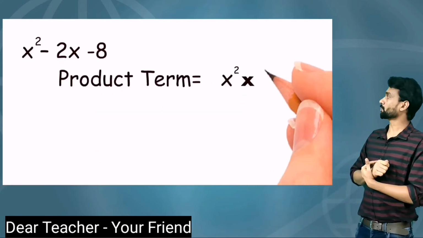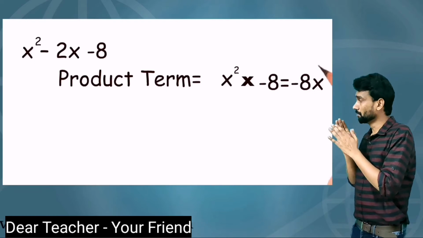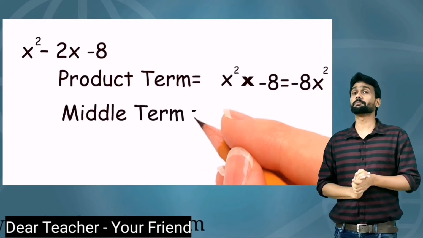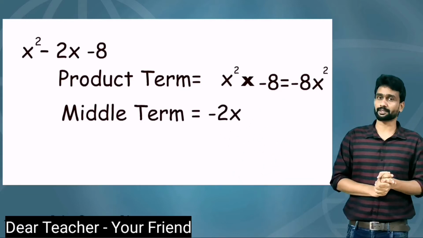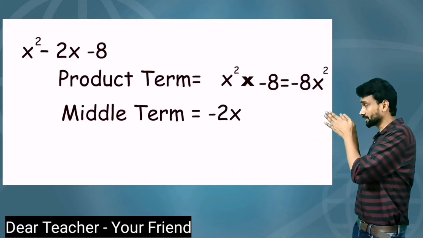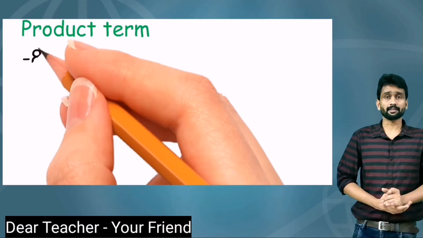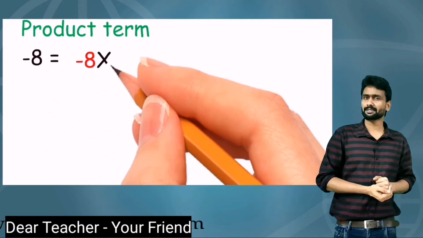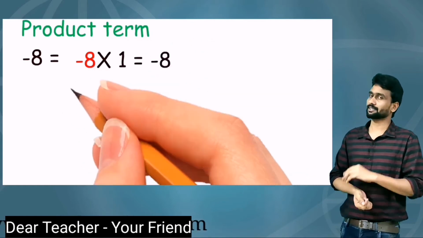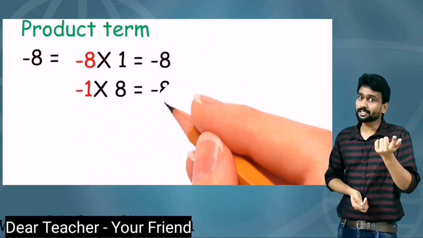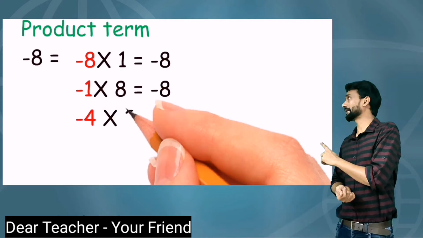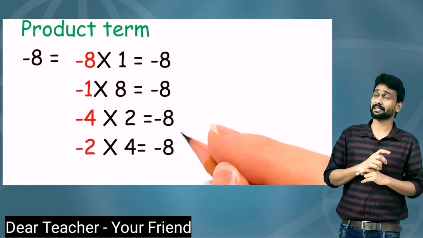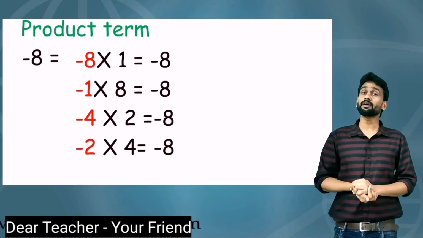So now, what is the product term? X square into minus 8, so that is minus 8x square. Then what is the middle term? Minus 2x. Now we can take the product term number, minus 8. What are the factors of minus 8? Minus 8 into 1 is minus 8, and minus 1 into 8 also minus 8. Next, minus 4 into 2 also minus 8. Minus 2 into 4 also minus 8.